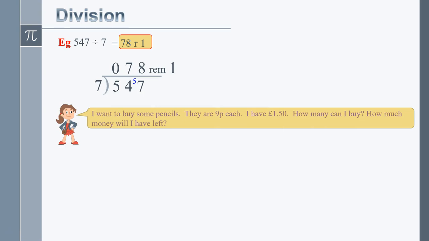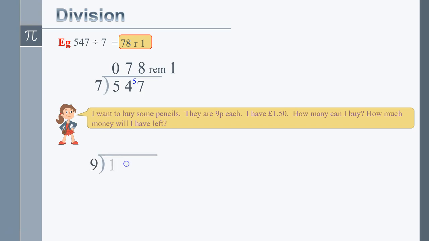And so here's a question that's going to use a bit of division. So our friend here, I really should give her a name, she wants to buy some pencils. We've got 9p per pencil. She's got £1.50 to spend. How many can she buy and how much money is she going to have left over? So here we go. So how many times will 9 fit into 150? So we're going to do that as a division.